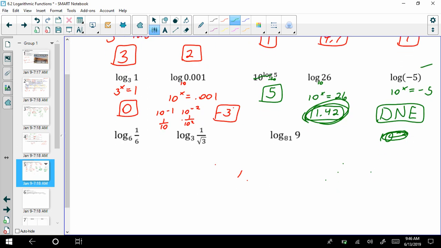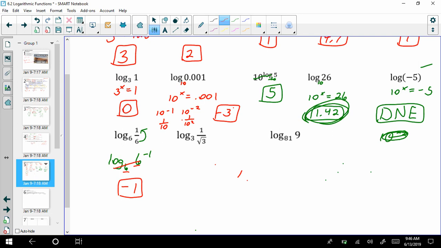Next one. Log base 6 of 1/6. Well, I think I'm going to make this easier, I'm going to bring the 6 up first. But it would now be to the negative 1, right? Because I moved it, it changes the sign of the exponent. And the reason why I moved it is now, hey, they're the same base, they cancel out. I'm left with negative 1.